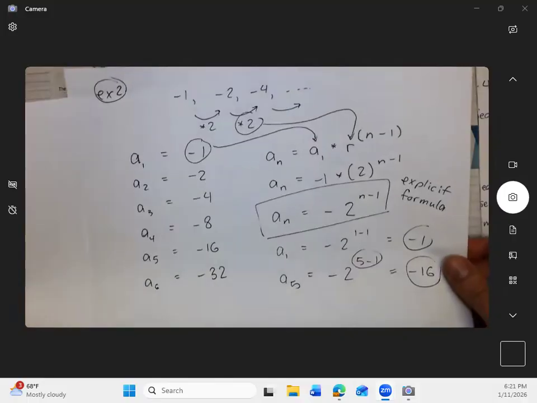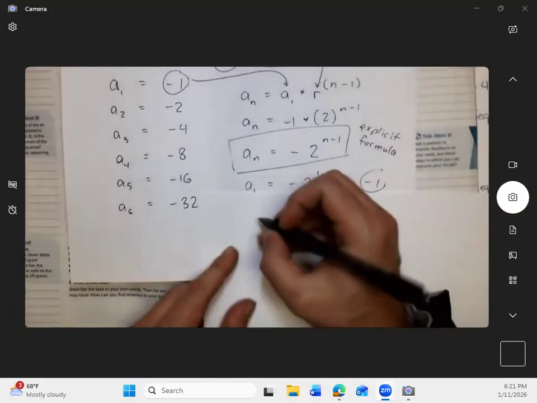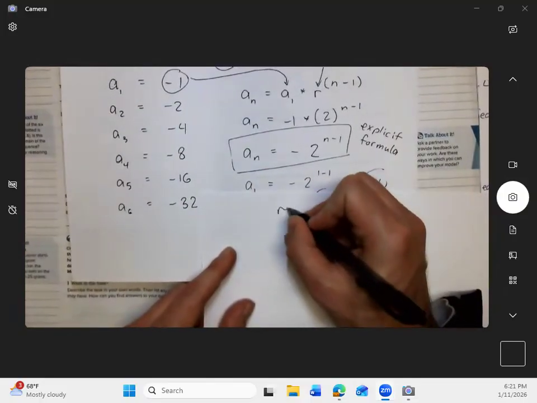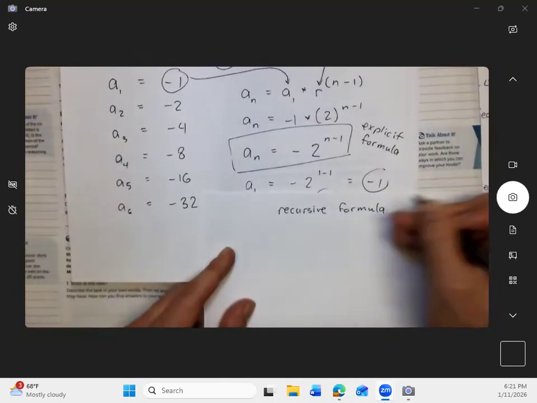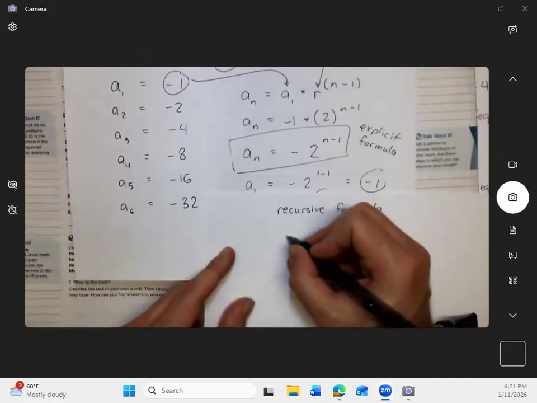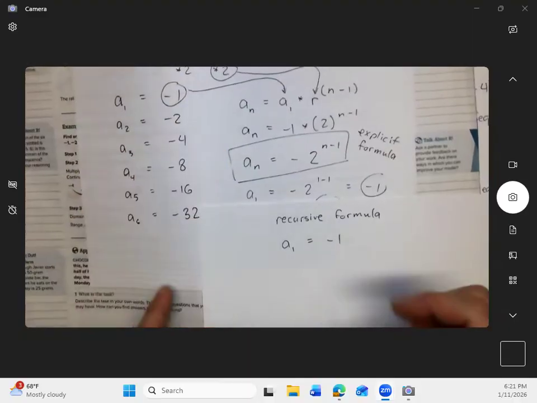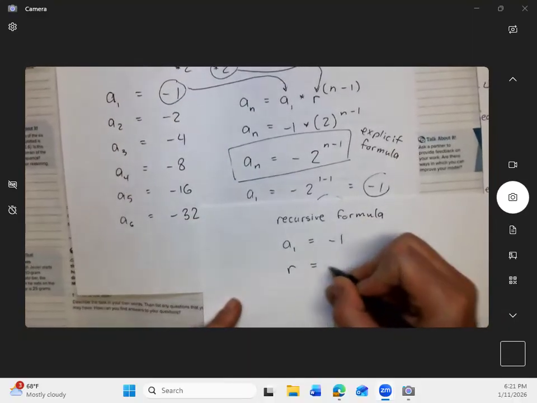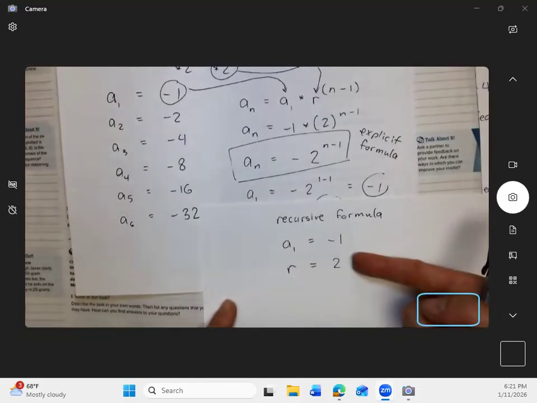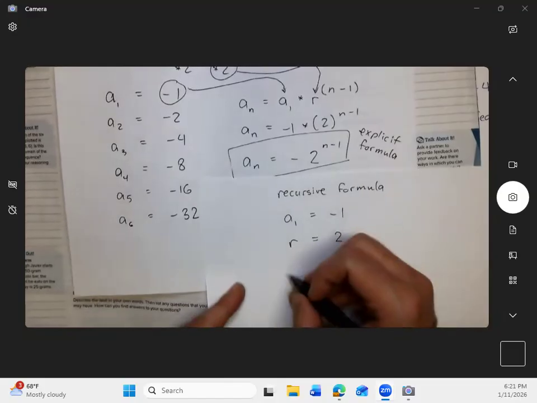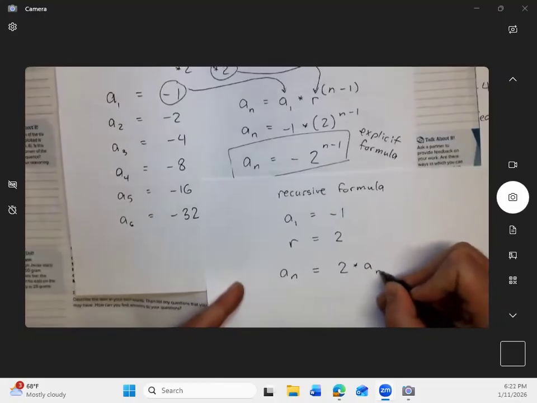Okay. Now, another type of formula your book talked about was recursive. So what would the recursive formula look like? And the recursive formula, let's spell this out, would be like, I'll say A1. So I'm going to name the first term as negative 1. Right, so we got that. Okay. And r equals 2. Okay. So regardless of what term you're on, like a sub n equals 2 times a sub n minus 1.